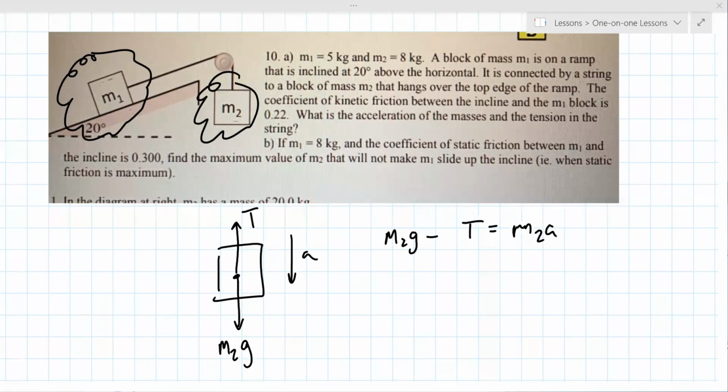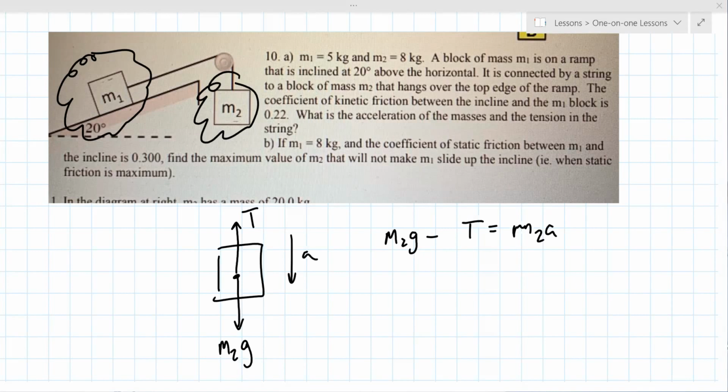We could solve for T, which in this case would be T equals 8g minus 8a. You don't have to put the numbers in. You can, though. A lot of students do that. It's totally fine because there are subscripts; it's easier to identify between the two of them.